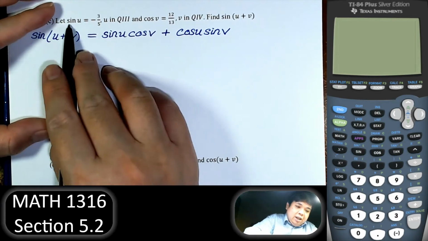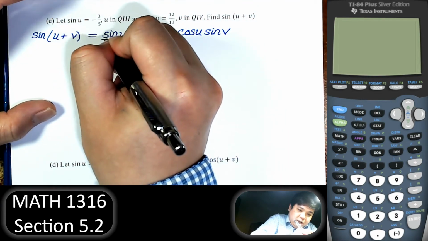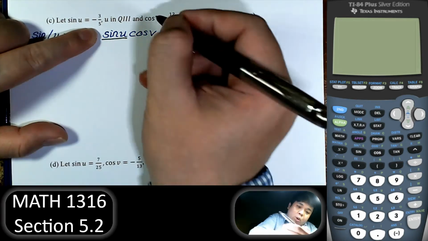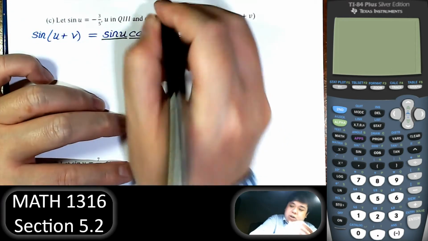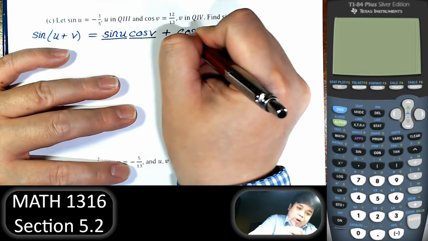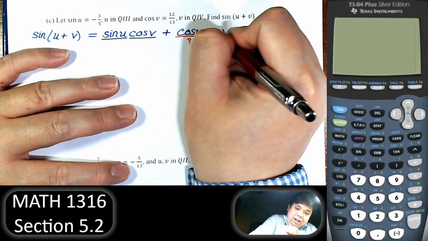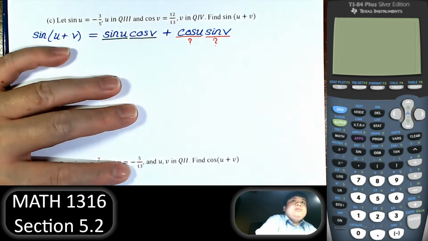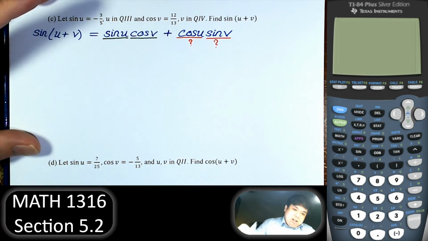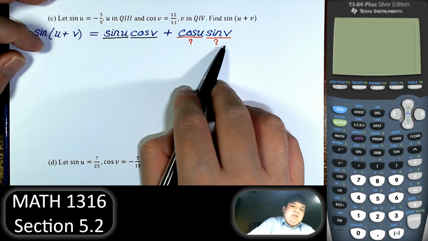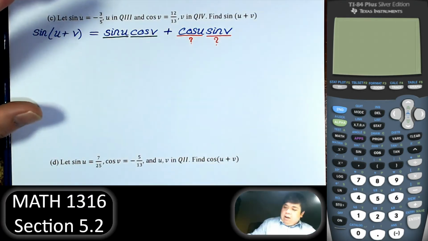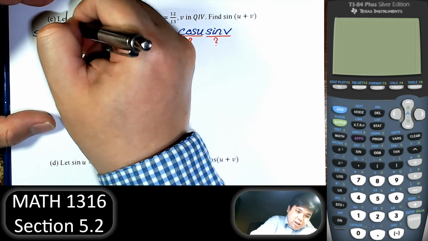Right, so what do we have here? Sine u is negative 3/5, so that one's good. We know cosine of v as well, so this is also good. Cosine of u, we don't know that, and sine of v, we don't know that either. But we can find them certainly. So we just need to find cosine of u and sine of v, put them back in here, and that will work. Right, so now let's work on this one first. Try to find cosine of u.